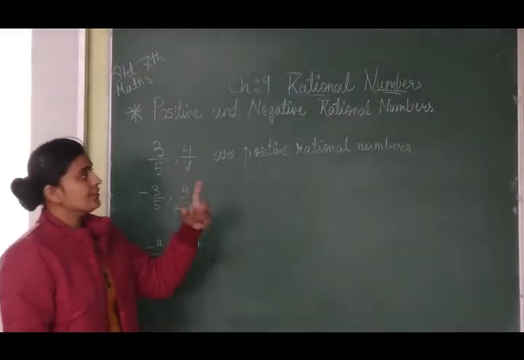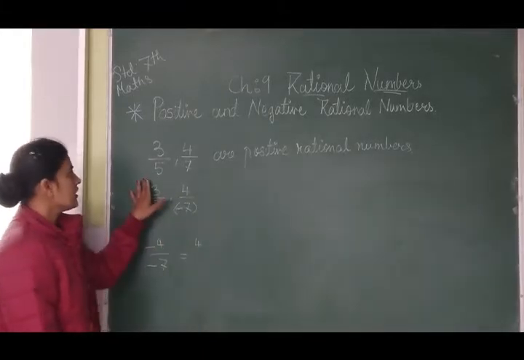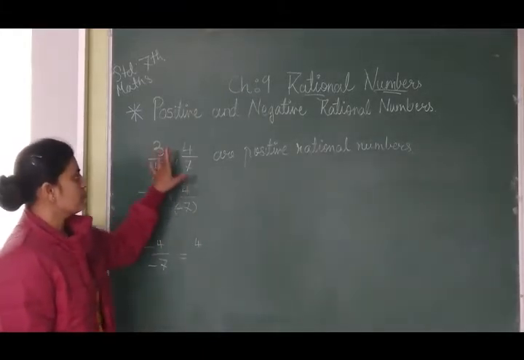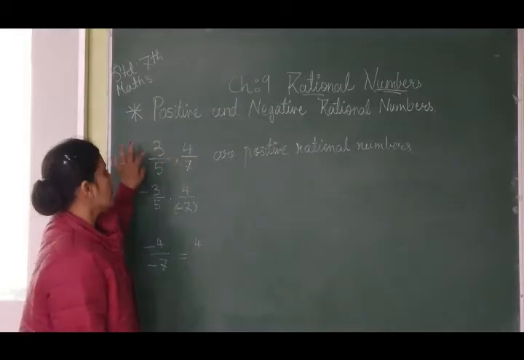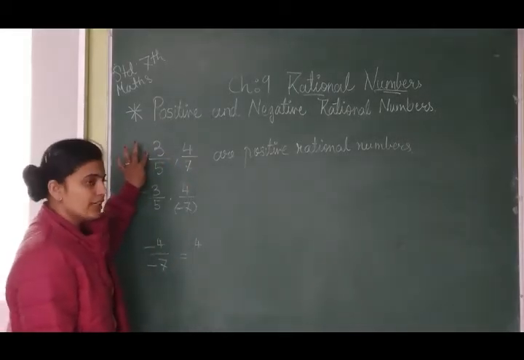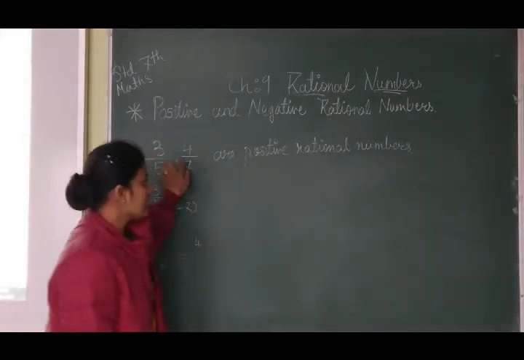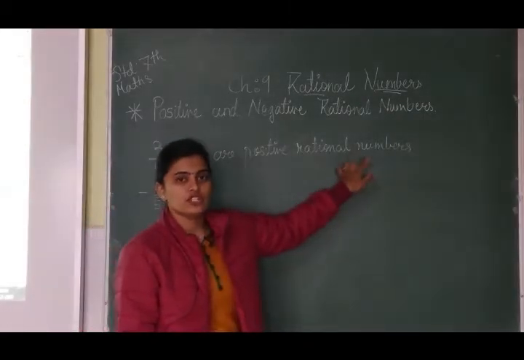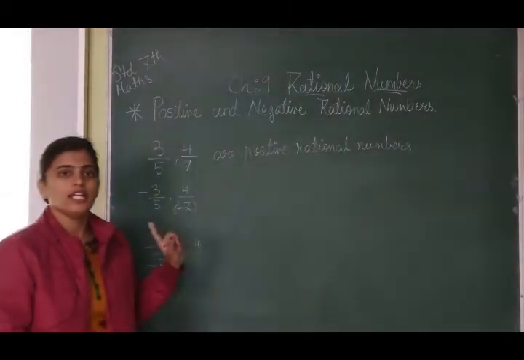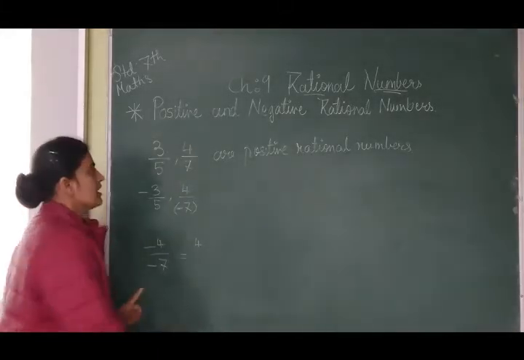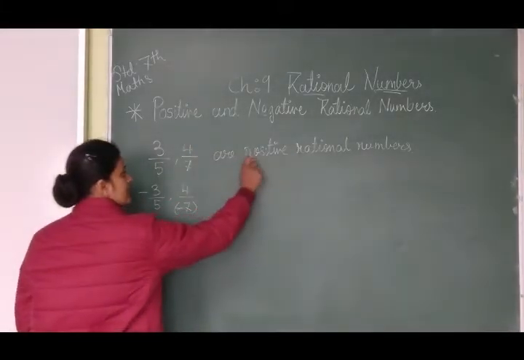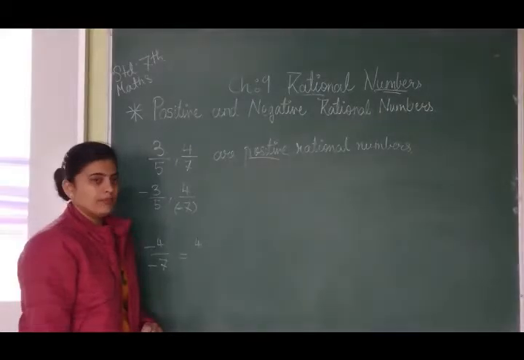Positive and negative rational numbers. Now here first example 3 by 5 and 4 by 7. You can see numerator and denominator both are positive. So these two examples are of positive rational numbers. When denominator and numerator both are positive, then the rational number is positive rational number.